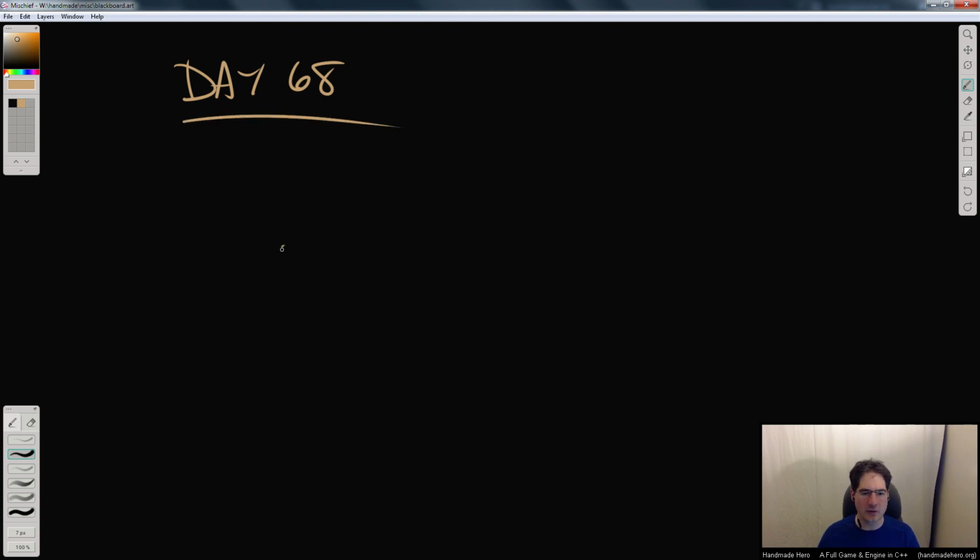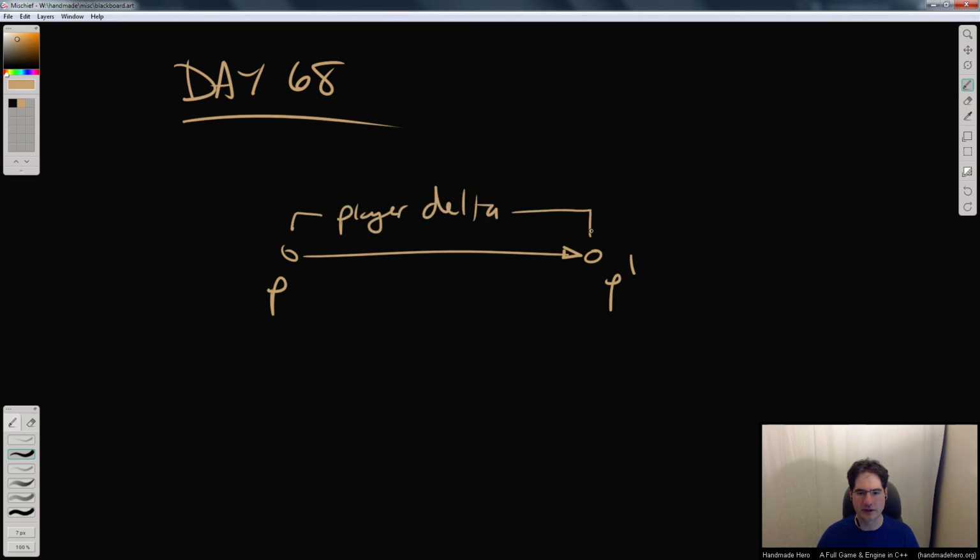So there's two ways that we could write the collision routine, and I talked about them at that time. One way is that the motion vector, here's the beginning p, and here's the new p. I think we also typically were calling these p and p prime. So here's where I am, here's where I'm going, and this vector here was called player delta in our code. That's the player delta.